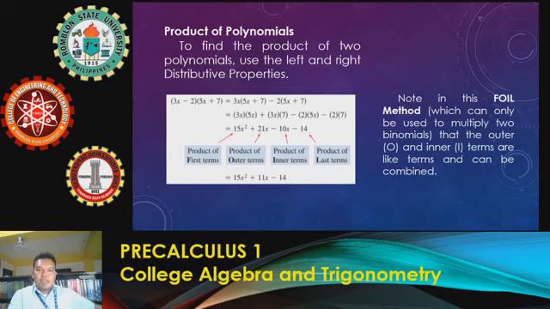Okay, product of polynomials. To find the product of polynomials, use the left and right distribution properties. So, FOIL method for product of polynomials. For multiplying polynomials, we are using the FOIL method, no? Sa high school, senior high, madalas ginagamit siya. Pero tuturuan ko kayo later ng mas madaling way ng pag-solve ng product of polynomials, no?